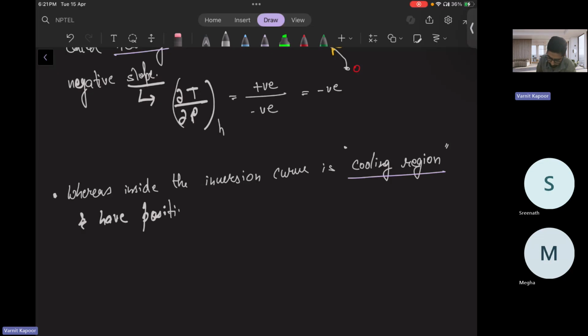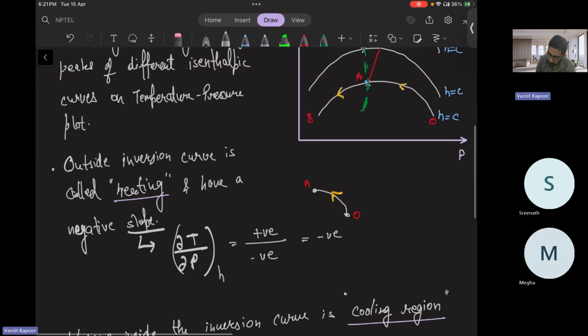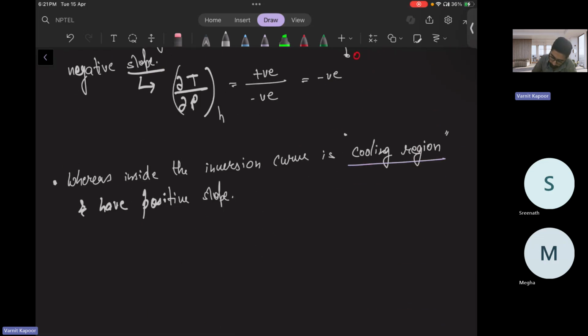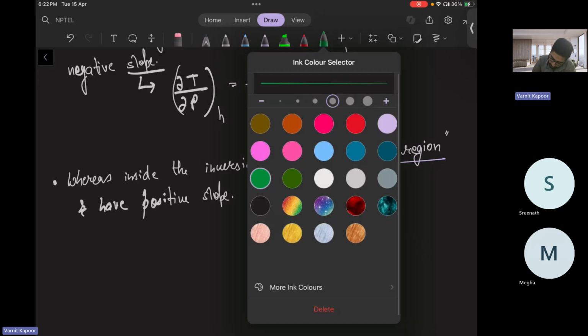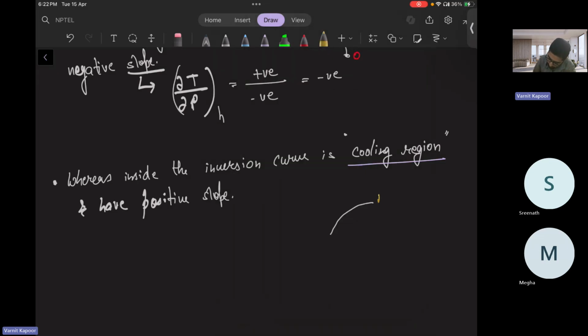Positive slope. If you observe from state A to state B, this is your curve. Here, if you observe, temperature is dropping as well as pressure is also dropping.